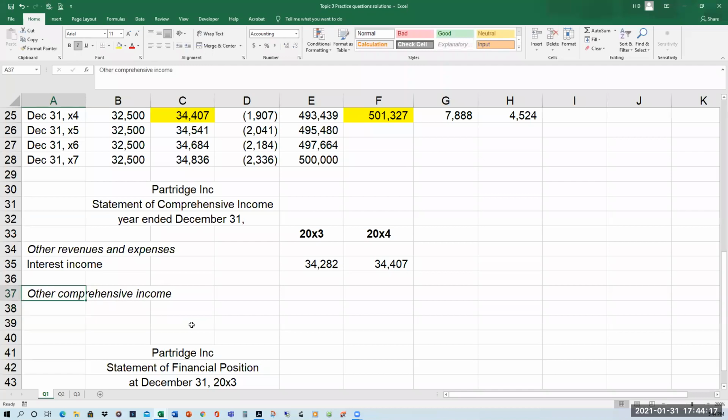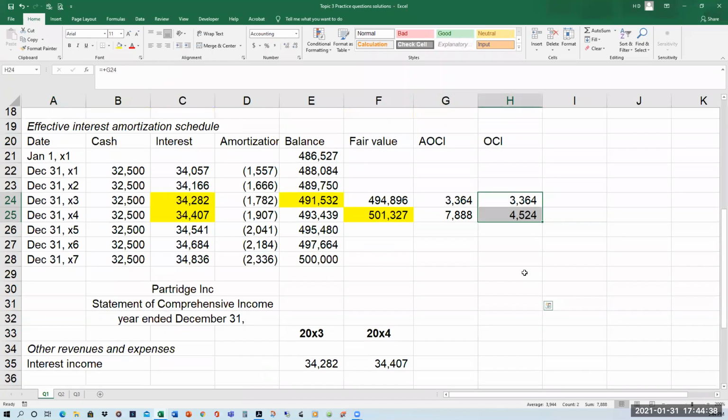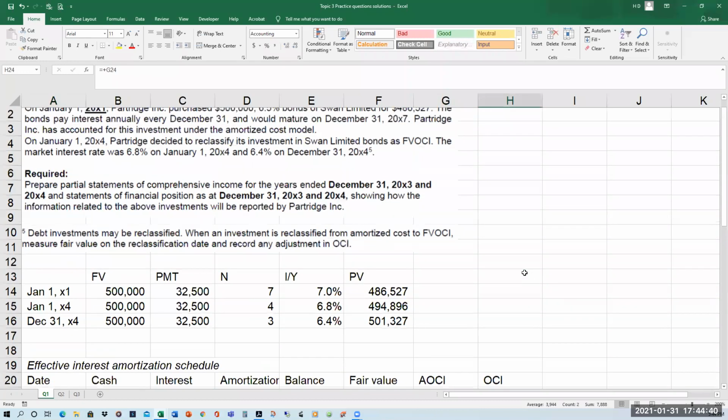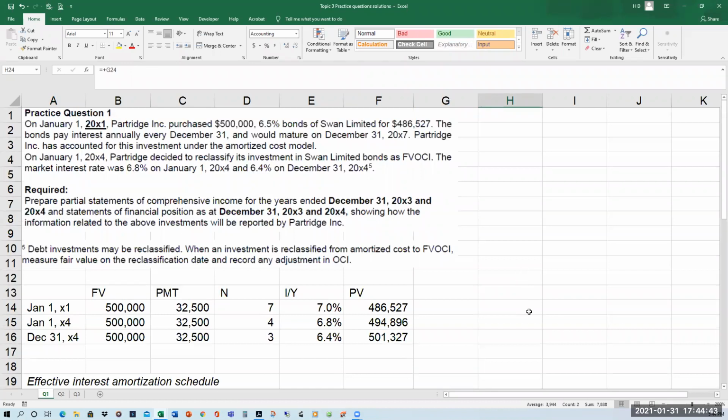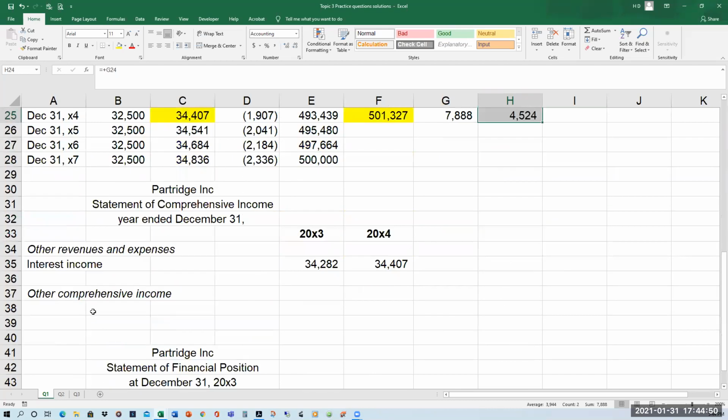Now I'm ignoring the deferred tax component because we have $7,888 in total other comprehensive income. OCI is reported net of tax. So this company has, we don't know what the tax rate was. So if we knew what the tax rate would have been, we would have reduced the $7,888 by the applicable tax amount and reported OCI net of tax, net of the deferred tax.